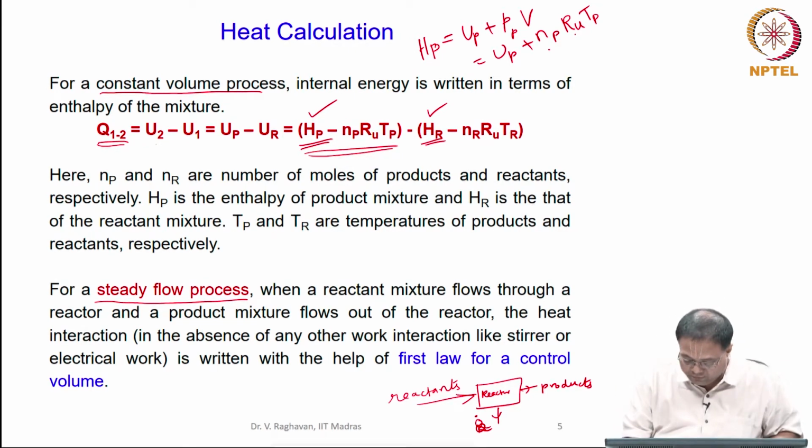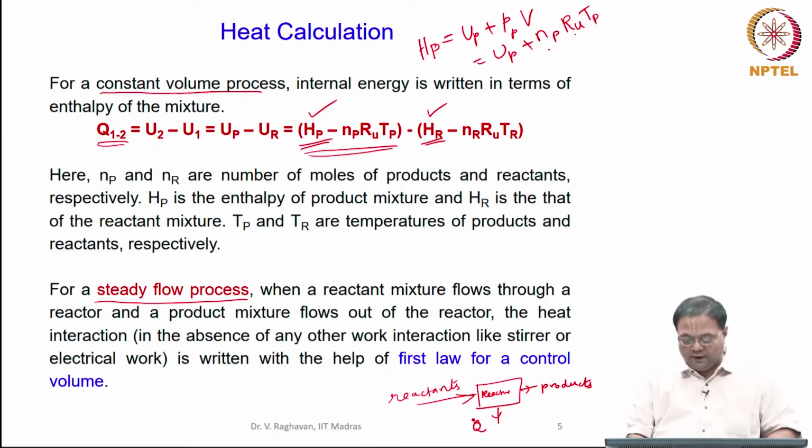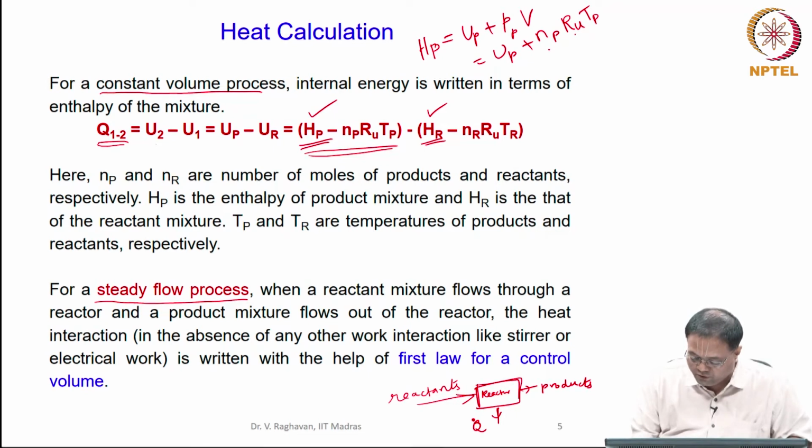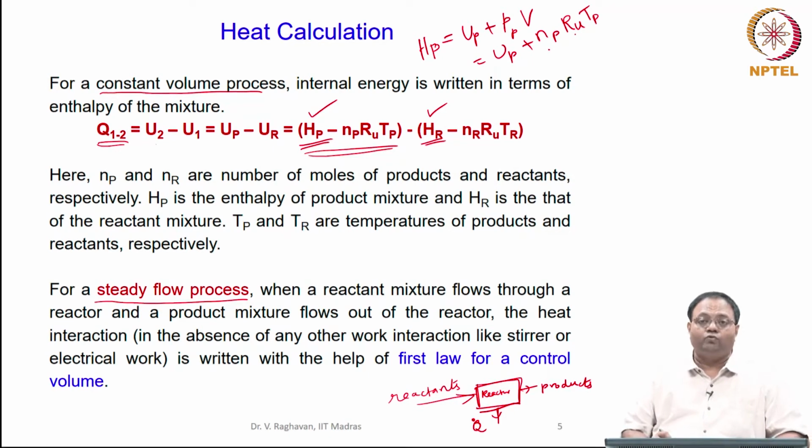So if you see this, you have heat interaction. Actually, heat which is released during the chemical reaction will be absorbed by the surroundings. So heat is transferred to the surroundings: reactants enter, reaction takes place, heat is transferred to surroundings, products leave. So this is a control volume in which we are trying to apply the first law. So what is this Q dot? That is what we are trying to find now.